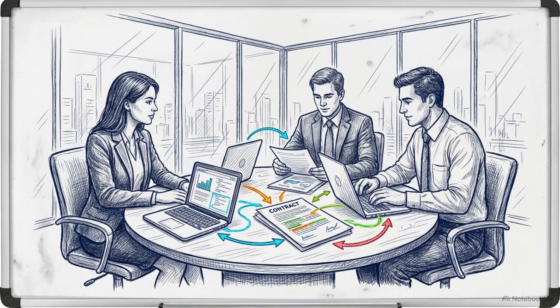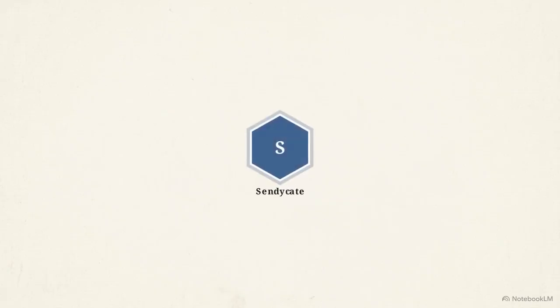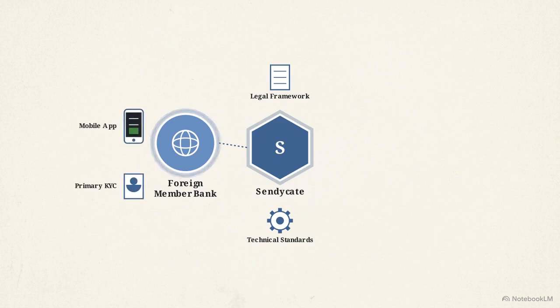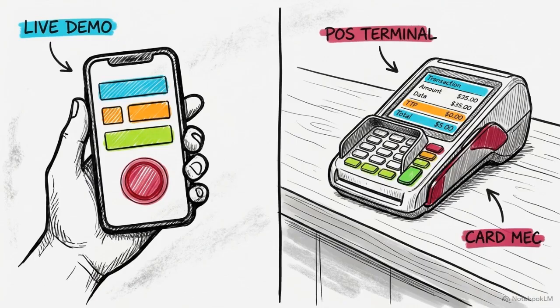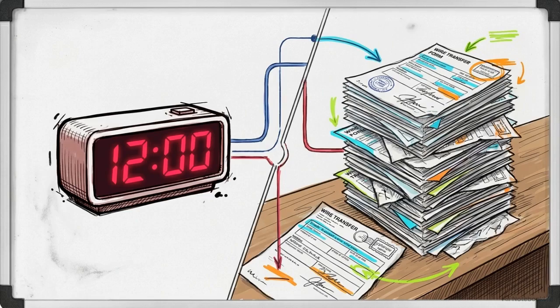Building this architecture requires the coordination of 3 distinct entities. Sendycate acts as a central harmonizing layer, providing the legal and technical framework. The foreign member bank manages the end-customer relationship within their mobile app. The supplier member bank provides onshore infrastructure, local regulatory coverage, virtual accounts, and API access to domestic rails. Rigidly separating the customer interface from the domestic rail execution allows foreign banks to offer localized financial services without acquiring foreign banking licenses. But the separation raises a mechanical challenge.